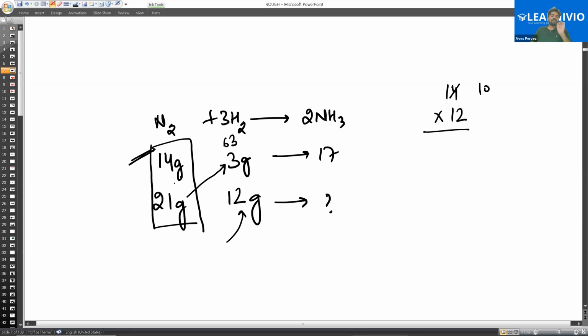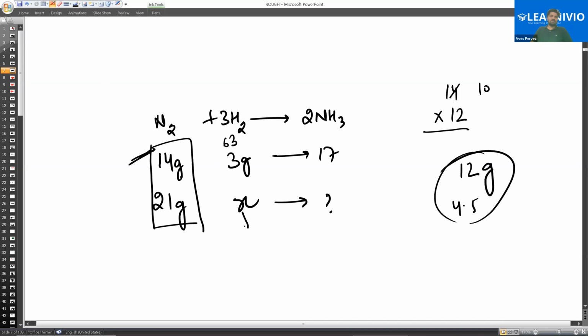So if I remove the excess reagent, because you know that the product is always obtained according to the limiting reagent, which is in the limited amount, you will try to find out how many grams of hydrogen will be consumed out of 12 grams. So 4.5 grams will be consumed. 4.5. Yes. Simple. You have 12 grams and only 4.5 grams of this will be consumed.